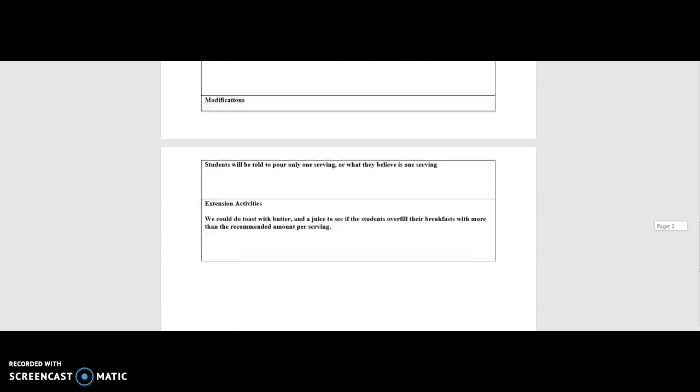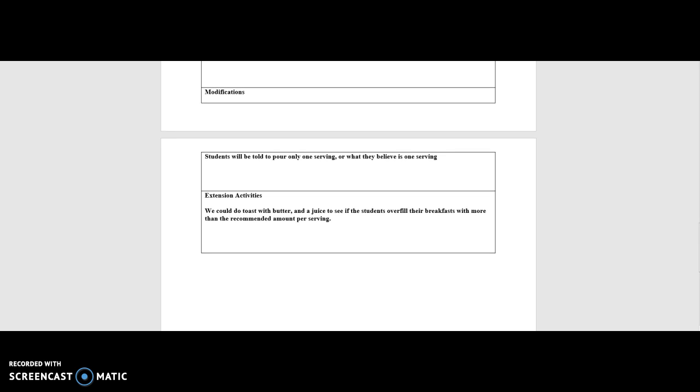A modification we can make is instead of letting the students pour what they feel like is a good amount to eat, tell them to pour what they believe is just one serving and see how that measures up to the serving size. And then in extension, we could do a full breakfast.